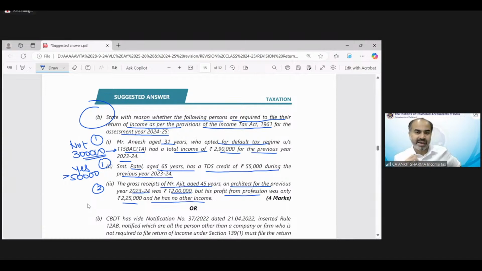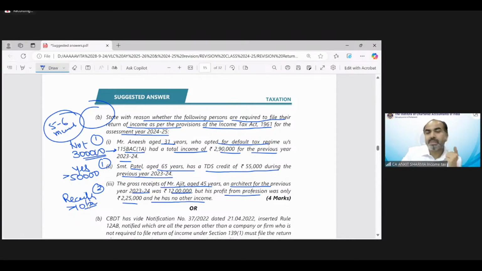Why, Komalpreet? Why in the third case is Mr. Ajit required to file ITR? More than 10 lakh? Very good. In case of profession, if your receipt is more than 10 lakh rupees, then you need to file the ITR. That is the specified transaction. So of course your receipt is exceeding 10 lakh rupees, so we need to file ITR. So you will get 4 marks, and tell me how much time it will take. Not more than 5 to 6 minutes for answering these kind of question in examination.